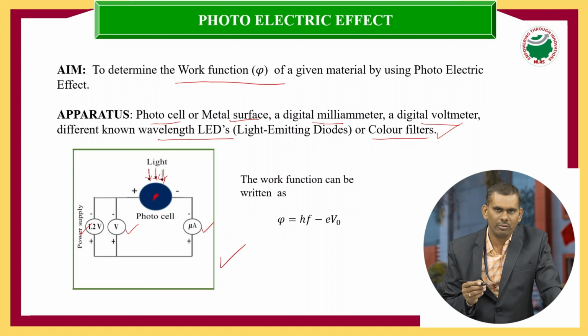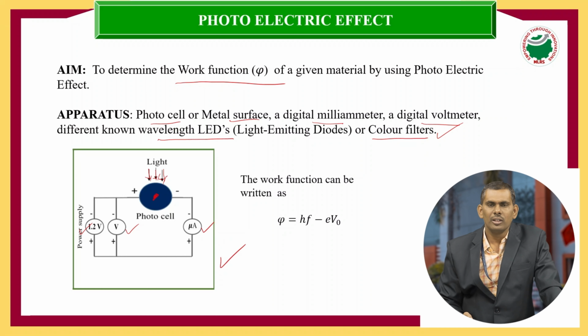So that red wavelength we can incident on the photocell, and by incidenting that red wavelength, we can check in the milliammeter how much current is produced. Similarly, by placing different color filters, we can incident different wavelengths on the photocell, and we can observe for each wavelength how much current is produced in the photocell. All those things we can observe in the experiment while we are executing it.